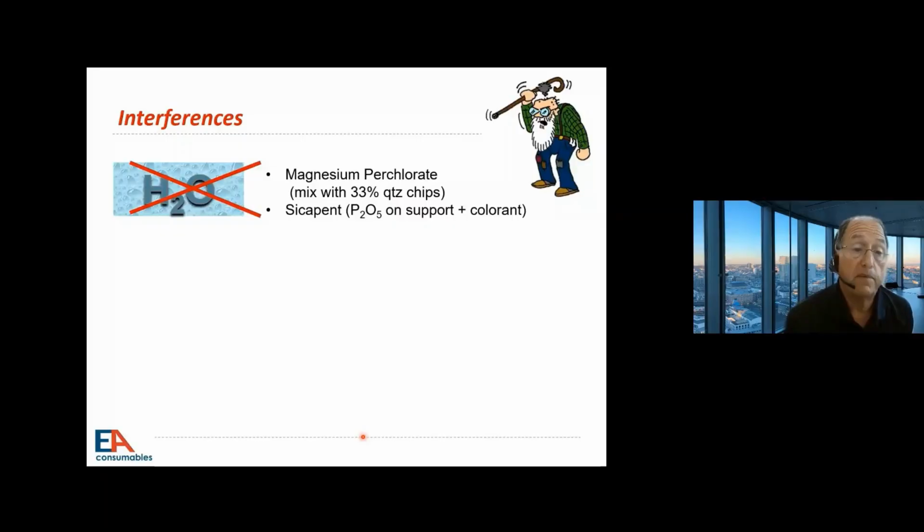Another very effective material is a product called Sicapent, which is phosphorus pentoxide on a support, and it also is an indicator when it's wet. It has very low vapor pressure, which is good for this application, and great flow properties even when it's wet. However, it is very reactive to water. It can sizzle and cause higher reaction temperatures, and it requires a hood and gloves for filling purposes.